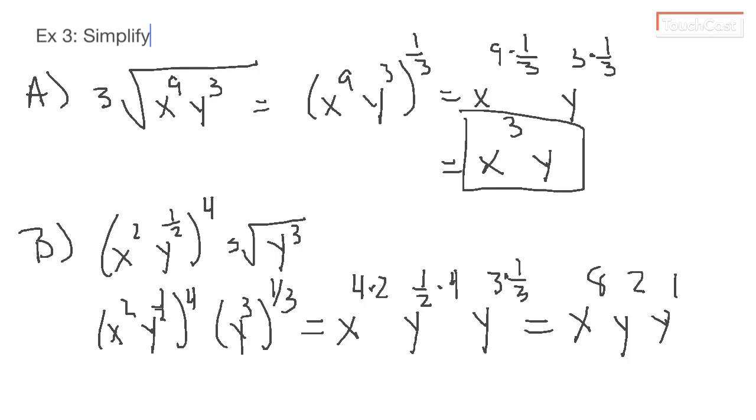And we're almost done. But we do have two bases of y with powers, so we can add them. So in our final answer, we're going to have x to the 8, y to the, when we add 2 and 1, we get 3. So our final answer is x to the 8, y to the 3rd. And that's going to wrap up our lesson on rational exponents.